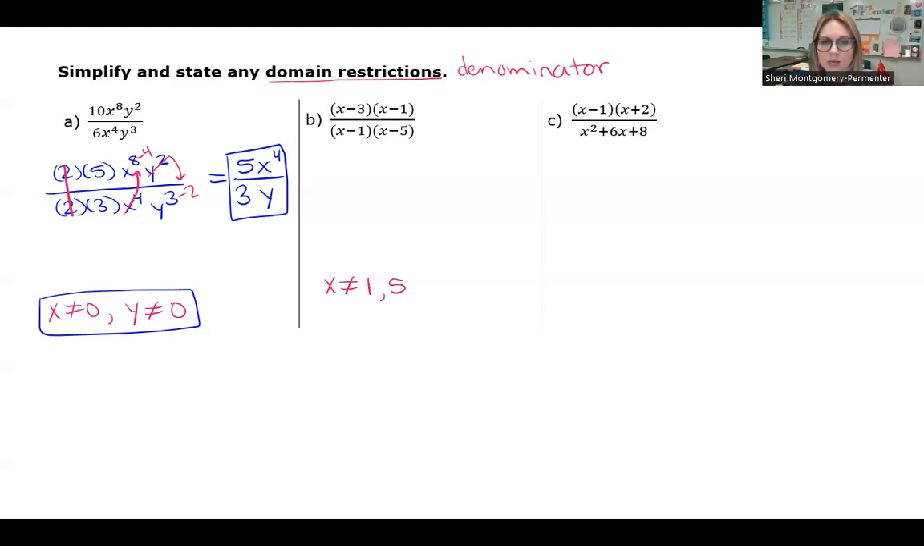Yeah, I see one, this one, and that one. Anything else? Nope. So we can reduce. So we get x minus 3, or clean it up. And that's all we can do.